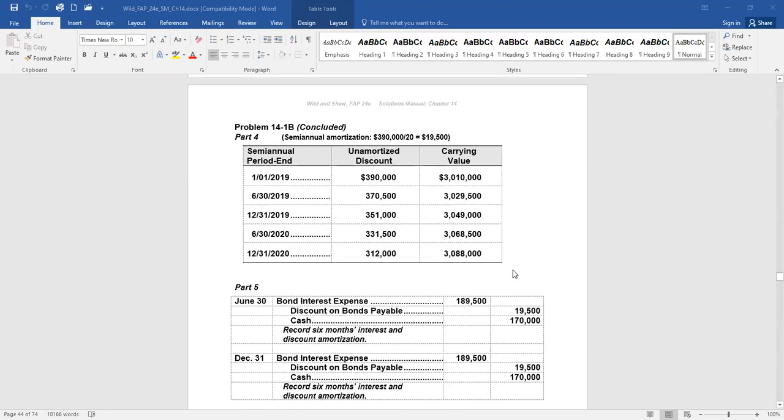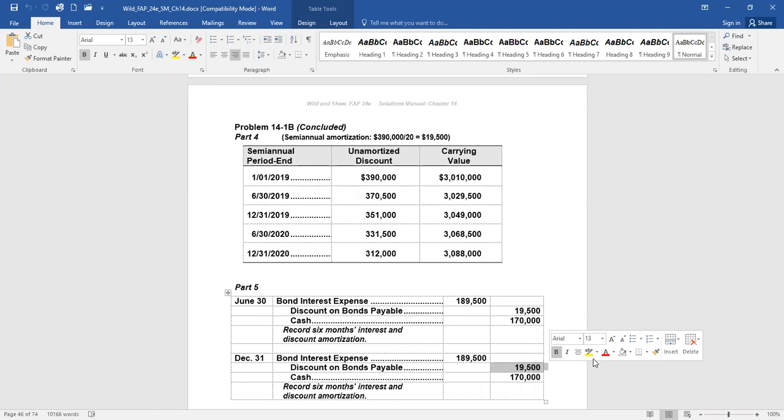On December 31st, again, the next interest payment date, we're reducing the discount account by another 19,500. So subtract that from the 370,500, the current balance in the discount on bonds payable. Now we're down to $351,000. If we subtract that from our face value of 3.4 million, now our carrying value has increased to $3,049,000. Notice our carrying value keeps increasing by 19,500, because we're subtracting less discount after each interest payment.